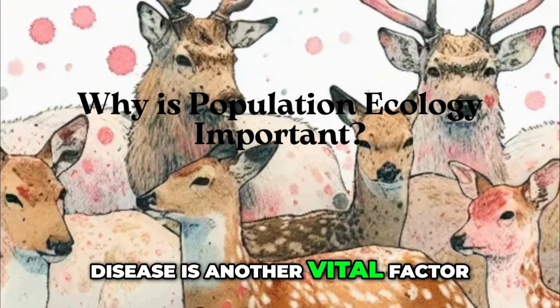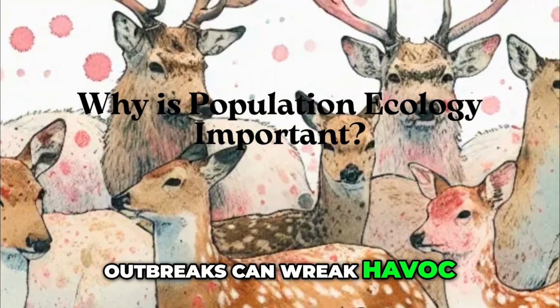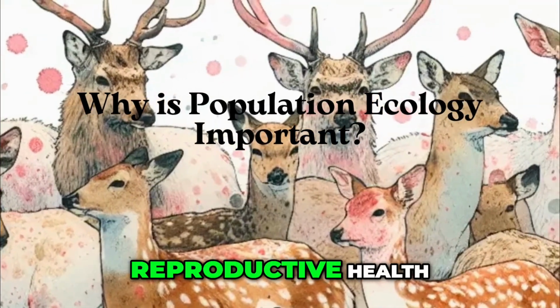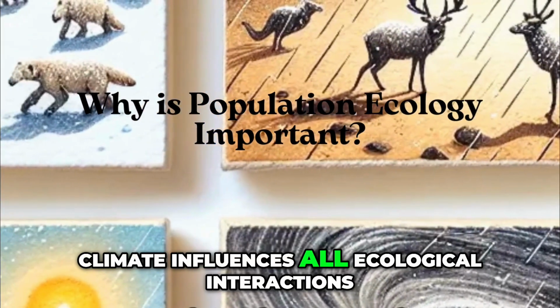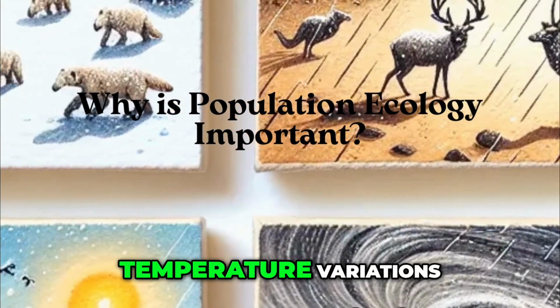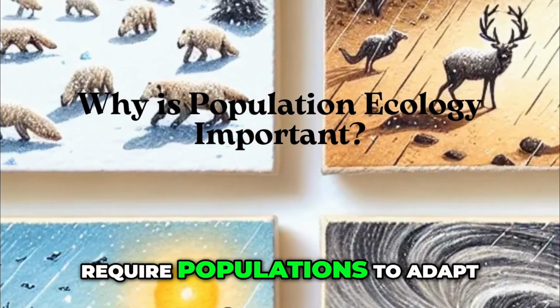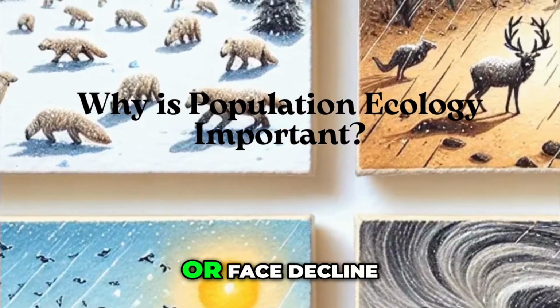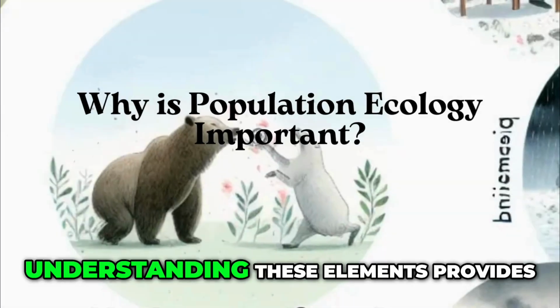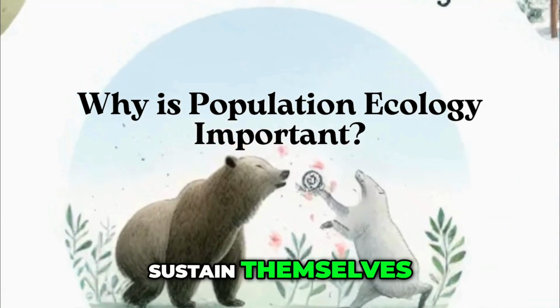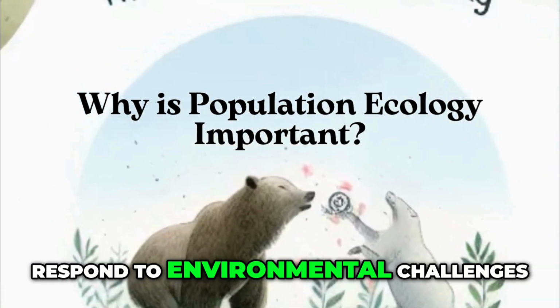Disease is another vital factor. Outbreaks can wreak havoc, reducing population sizes by increasing mortality and affecting reproductive health. Lastly, climate influences all ecological interactions. Temperature variations, precipitation changes, or extreme weather events require populations to adapt, migrate, or face decline. Understanding these elements provides insights into how populations sustain themselves and respond to environmental challenges.